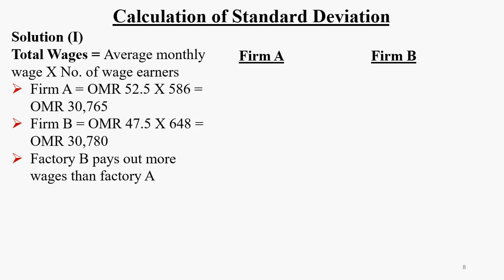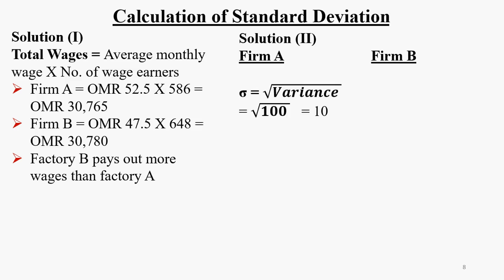Now, factory B pays out more wages than factory A. So if you compare these two, which is paying more? Factory B. So we need to write the comments like this. Factory B pays out more wage than factory A. Now the next step, solution number 2, we need to find standard deviation from variance. We need to find the variance.